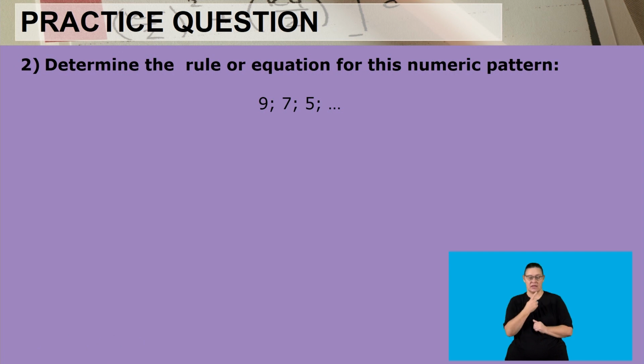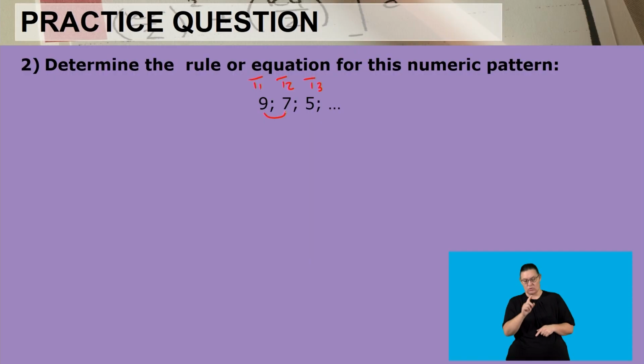Our next question says, determine the rule or equation for this numeric pattern. We have been given a 9, a 7, and a 5. So our first term is 9, our second term is 7, and our third term is 5. Now, how are we moving from the first term to the second term? Well, we are subtracting 2. So this means that this is a constant difference, because as we can see, even from term 2 to term 3, we are subtracting 2. So what is this rule going to be?